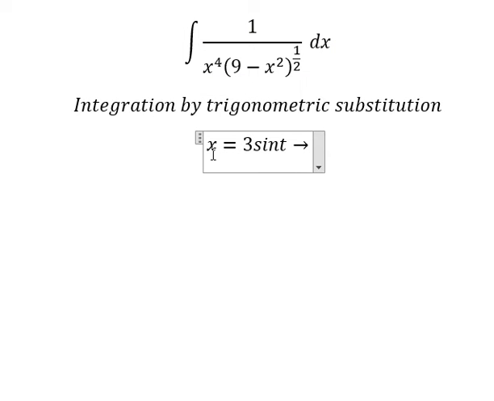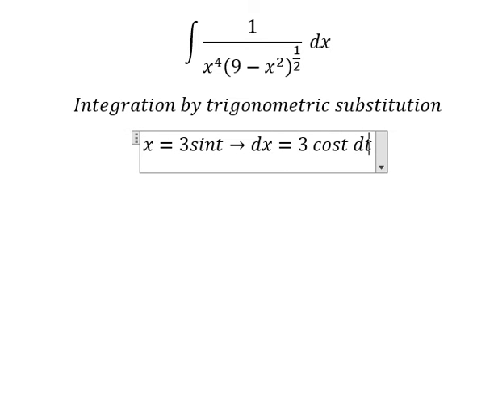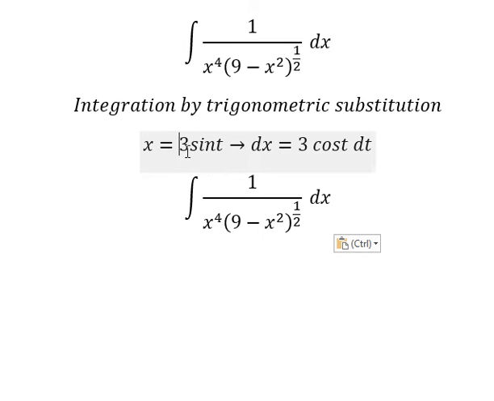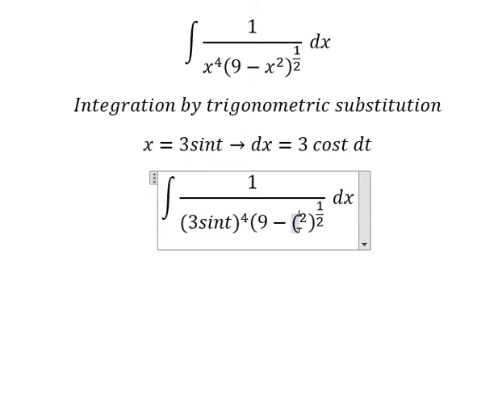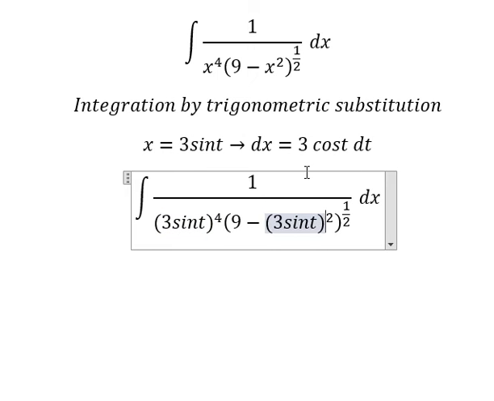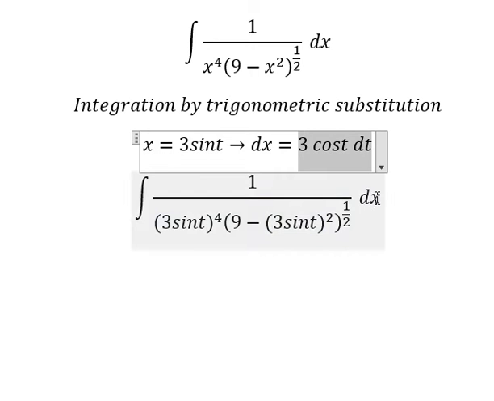Now we need to first take the derivative of both sides, and we have 3 cosine t dt. So I will put this one here, this one here. ds we change by this one.